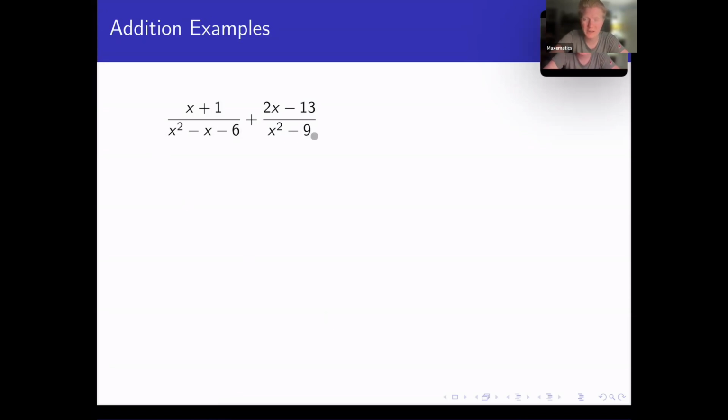Well, not quite, because don't forget the very first rule to doing all rational expression operations, and that is to factor. What two factors of negative 6 add to negative 1? There we go. Negative 3 and 2. X squared minus 9. Difference of squares. Okay.